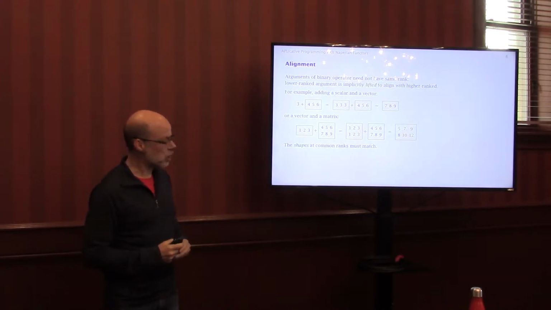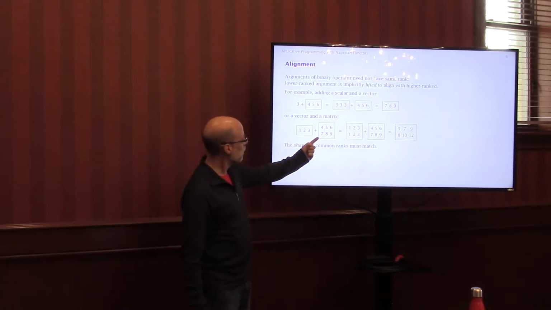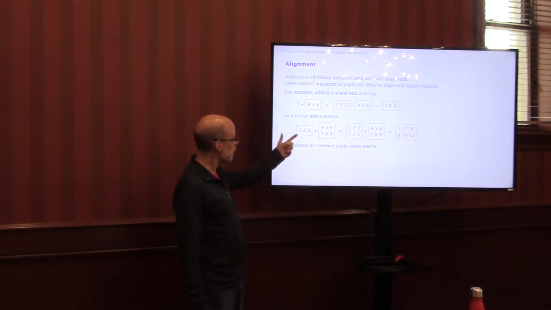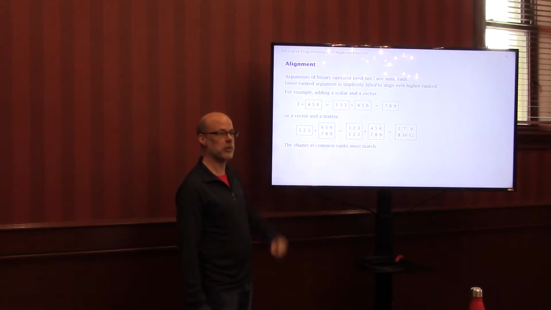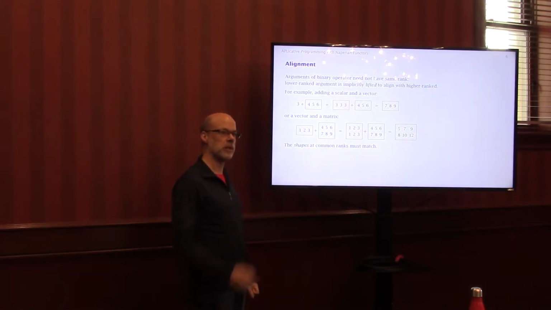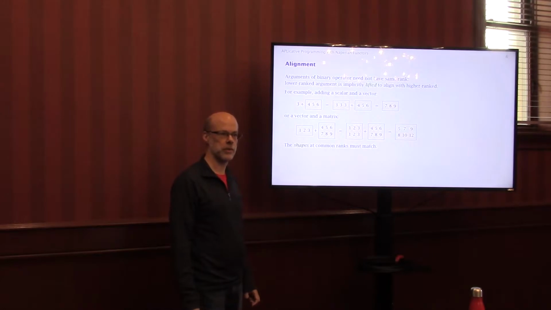However, the shapes at common ranks must match. So you can add a 3 vector to a 3 by 2 matrix, and that makes sense. But you can't add a 4 vector to a 3 by 2 matrix. That's a shape error. Question at the back: suppose we're adding a 3 vector to a 3 by 3 matrix. How would it know whether we wanted those copied across rows or columns? Rows are primary, so you'd have to re-rank it if you wanted to do it on the columns instead.